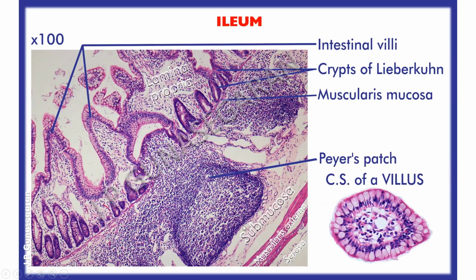Submucosa is characterized by the presence of Peyer's patches, which are aggregations of lymphatic nodules. M cells or microfold cells can be seen on the epithelium overlying the Peyer's patches. These M cells are the antigen presenting cells. They process the surface antigen and present to the underlying lymphocytes. They are part of the mononuclear phagocytic system.